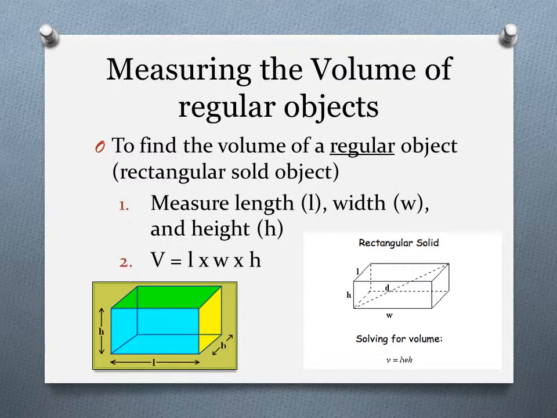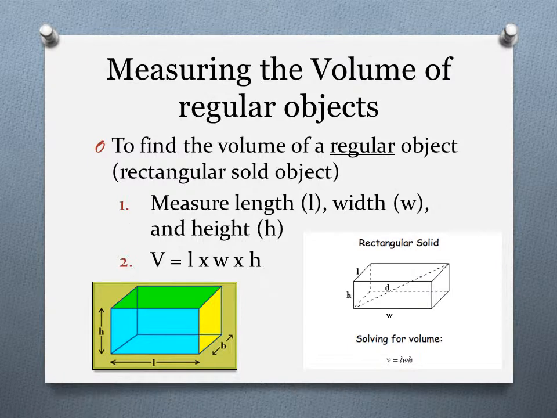Measuring volume of regular objects. So we're going to talk about regular objects. How do you measure volume in irregular objects? Just like I said, if you had a cup of water, it's easy to measure that because it's in a glass. You can measure cylinders and things like that. If it was an irregular object such as a rock, that's really hard to measure.